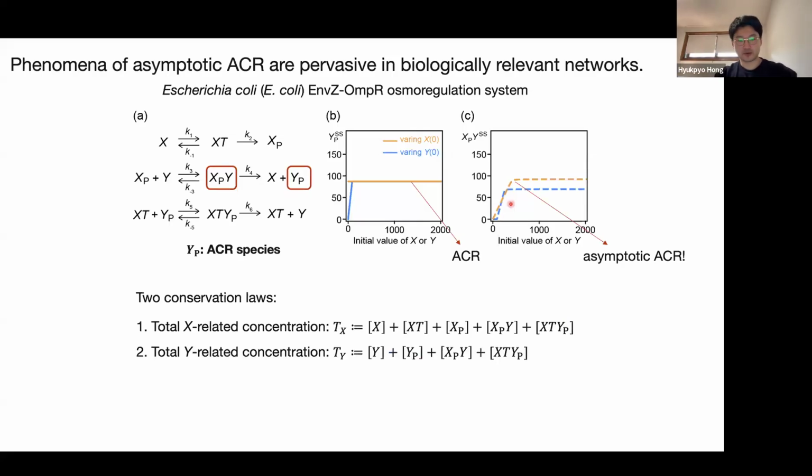So as I mentioned, this system has these two conservation laws. So although I did not draw those response curves for all 7 species, these two curves represent the variation of all initial conditions.